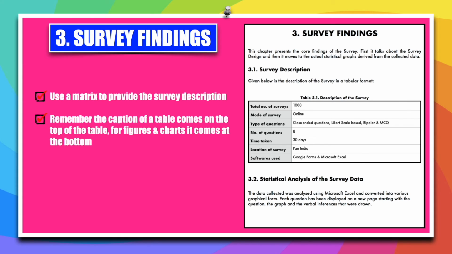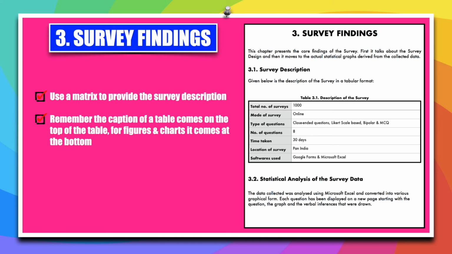So, reading out from this sample, this chapter presents the core findings of the survey. First, it talks about the survey design, and then it moves to the actual statistical graphs derived from the collected data. Now, this chapter has two subsections. 3.1 talks about the survey description. Given below is the description of the survey in a tabular format.